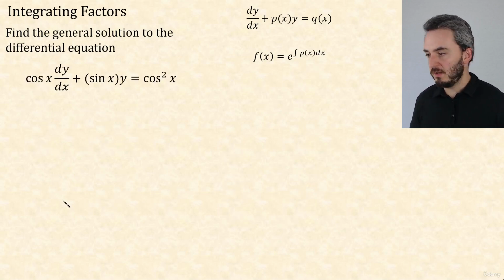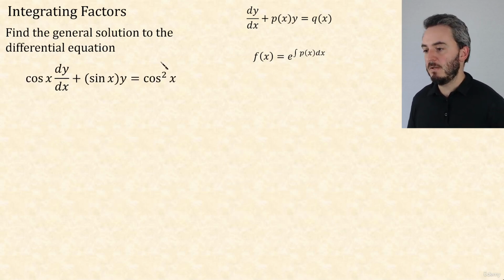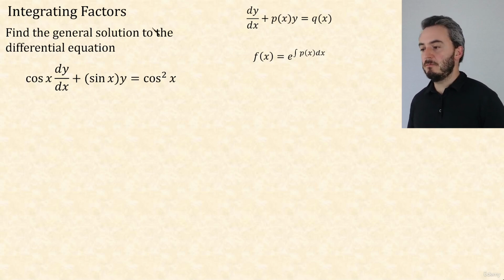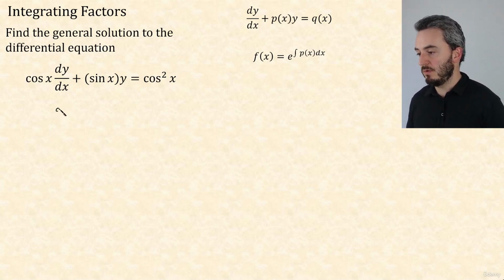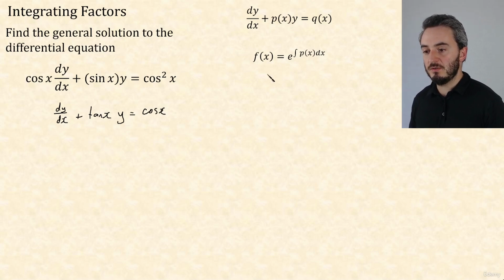Okay, let's try another one here. So, slightly more complicated, trig example now. First thing to notice is it's not in the form that we need. We need dy by dx on its own, and we don't have that. So, divide through by cos x. So sin x over cos x is tan x times y, and divide through by cos x, here I get cos x. So now I can do my integrating factor.